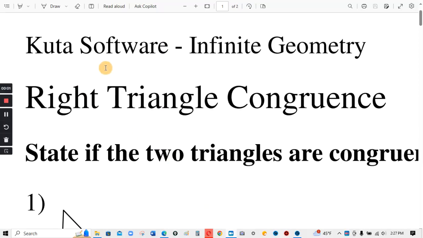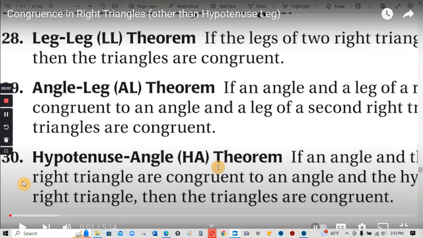This will be for the Kuta software worksheet, right triangle congruence. Now, before you do this worksheet, I highly suggest you watch my video titled Congruence in Right Triangles Other than Hypotenuse Leg.